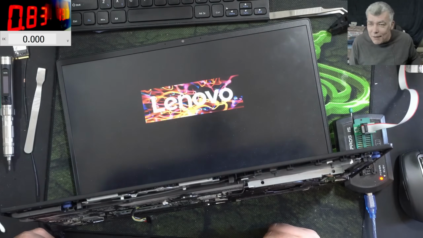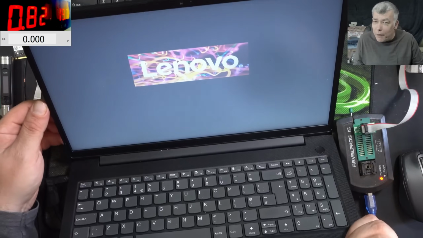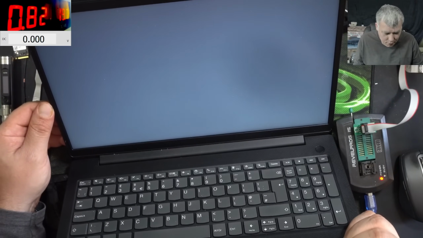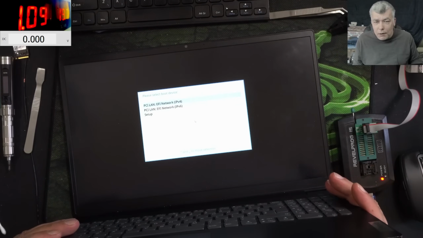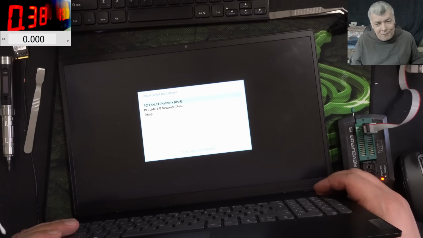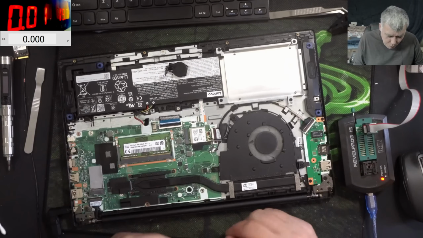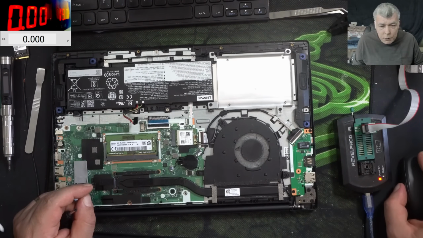We have picture. That's crazy. So actually it was a BIOS issue. Wow, I can't believe it was a BIOS issue. What a job.